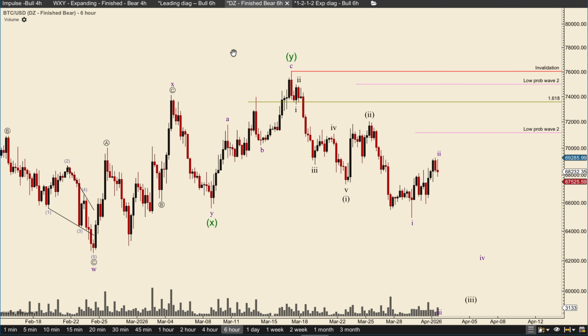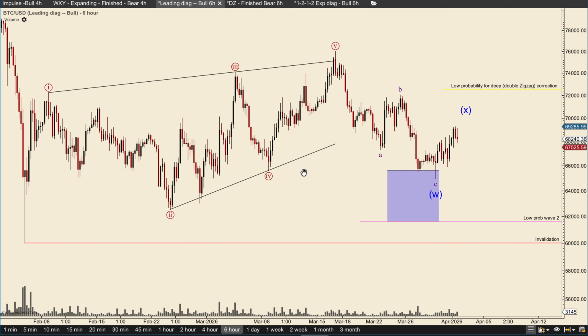The probabilities for these: the leading contracting diagonal is a very low probability structure in itself. It has a higher probability that it is a corrective structure than a leading diagonal. But nonetheless, they do occur, so it's very important to have it mapped out. So here is the wave 1, and then ABC here, and I have written a W here.